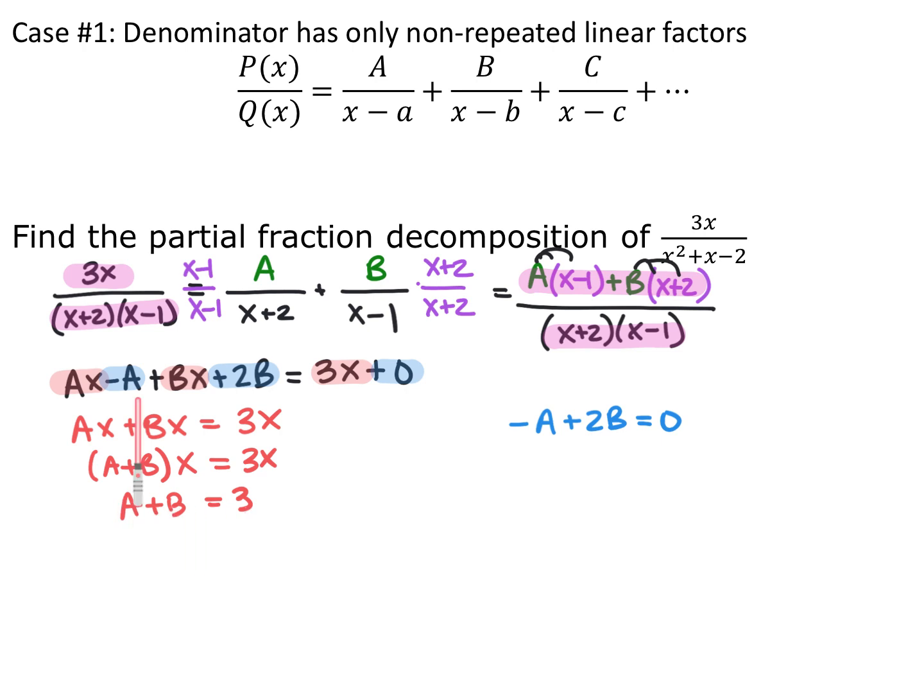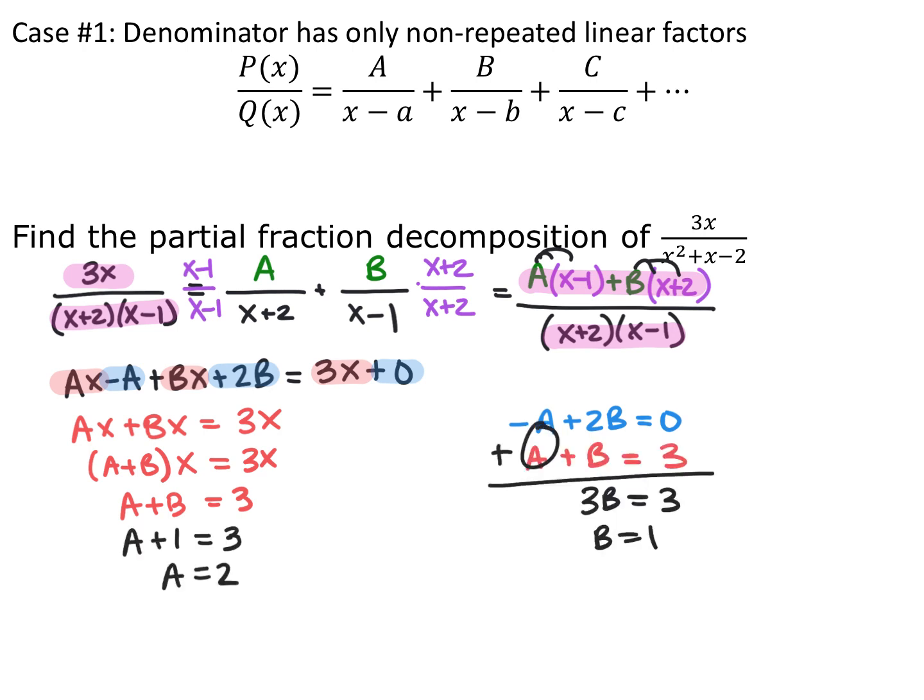Now if I look at my constant terms, on the left I have negative a plus 2b. When I add those together, they have to cancel out because the original numerator didn't have any constant terms. So that means that negative a plus 2b has to be equal to 0. So now I have two equations with two unknowns, and I can solve this system for a and b.